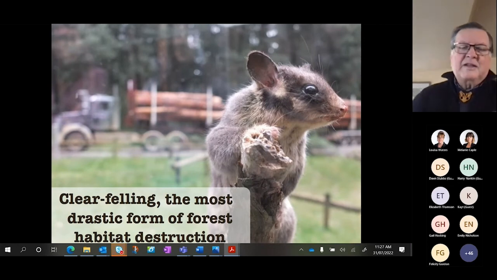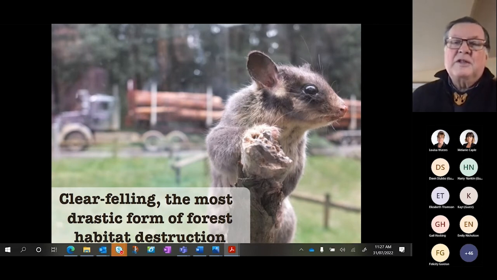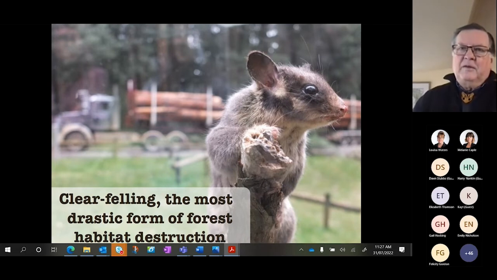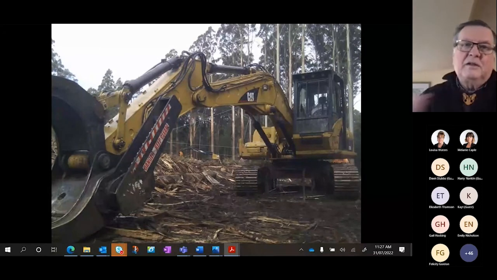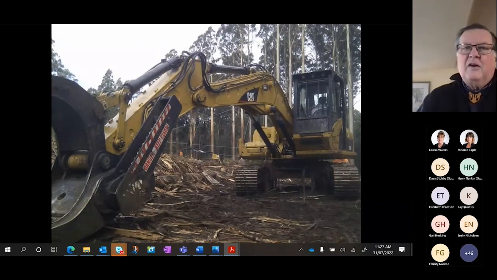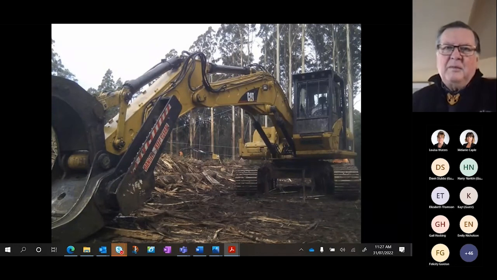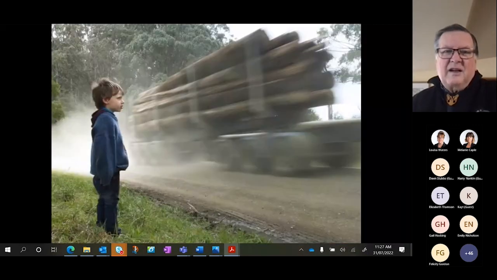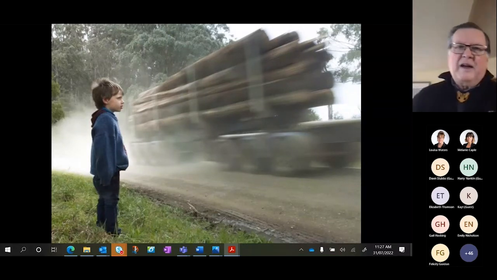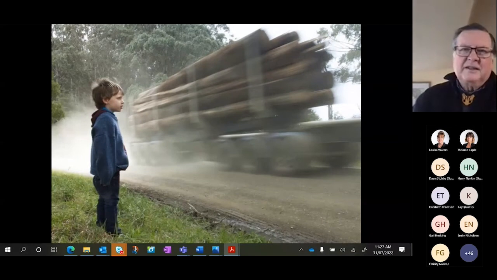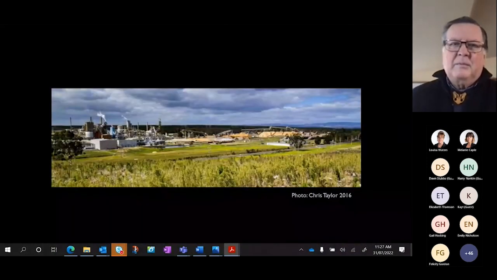So clear felling is the most drastic form of forest management. And this is a picture of George with a log truck. George is a taxidermied specimen of Leadbeater's possum. Happened to be up in Talangi Forest when a truck drove past. Clear fell logging is a highly mechanical means of clearing forests. These machines can bring down a tree every 5 minutes. And the logs are stripped of the bark, put on the back of a truck, and carted off to Maryvale in East Gippsland, where they are pulped and used to make products.